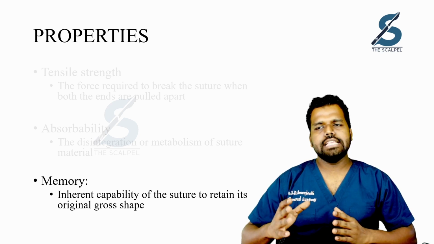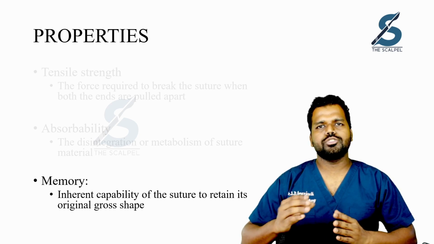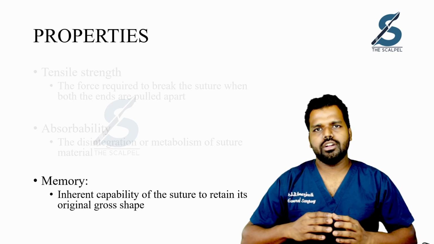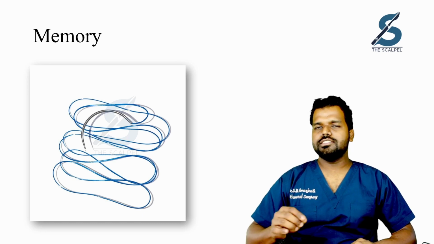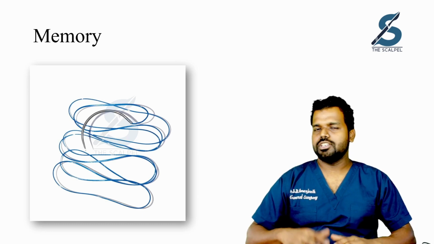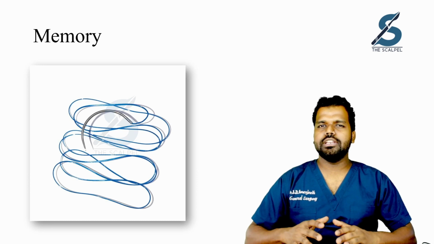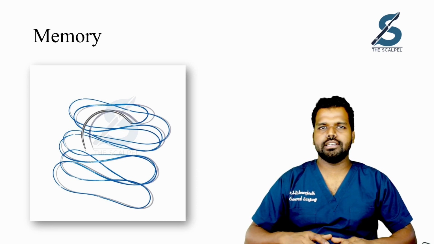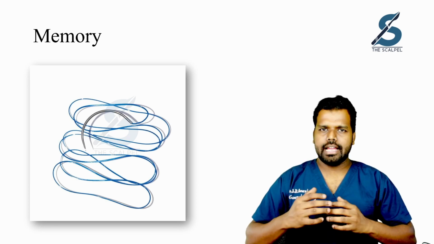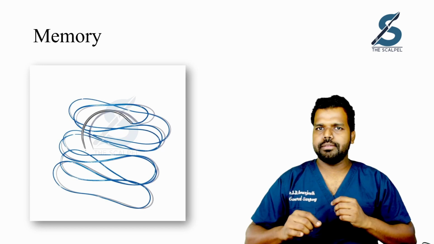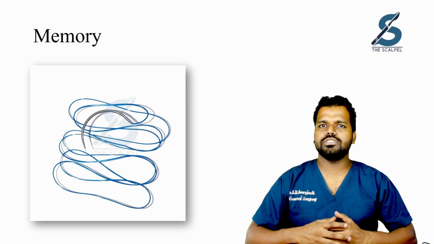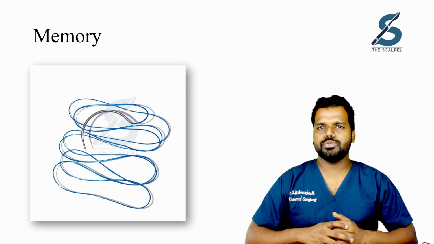The third one is memory. It is the inherent capability of the suture to retain its original gross shape. You would have seen whenever you pull out a Prolene material, it retains its zigzag shape. That is called memory. It is usually seen in monofilament suture materials. What is the significance? Whenever a suture material has memory, there is a high chance that the knots will slip and you will need excessive knots to keep the sutures in situ.